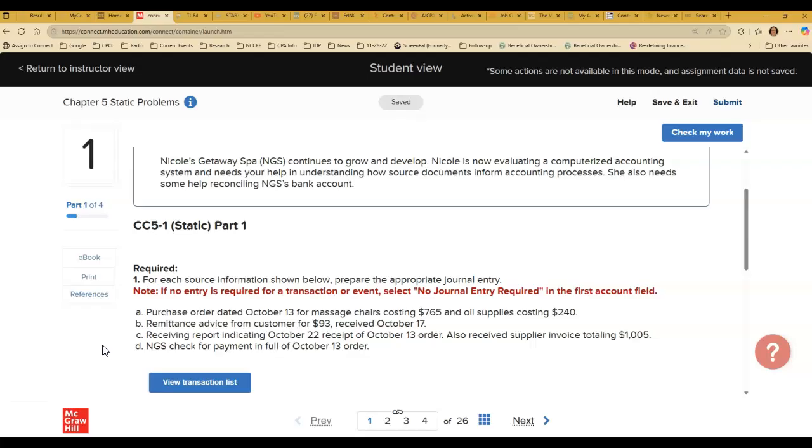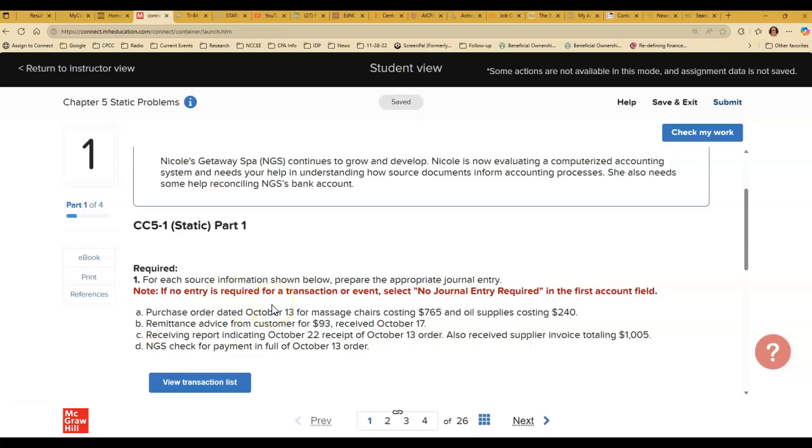Now, if you missed looking at that visual on how accounting processes work and the documents and everything that are initiating these transactions, you missed a lot. Go back and look at that again, because you may never know when something might show up.